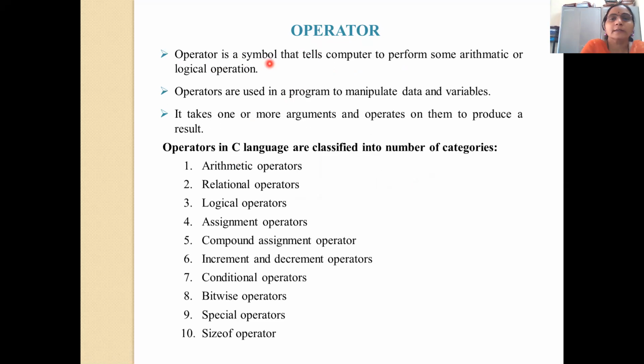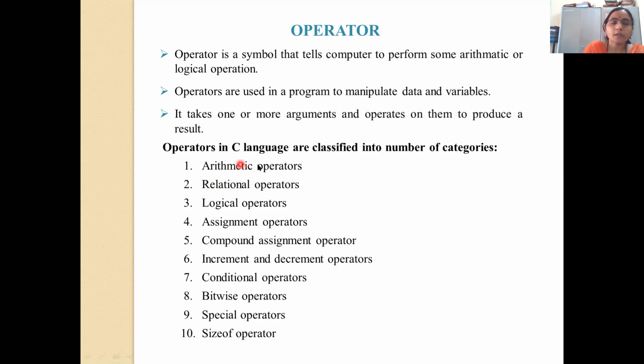Operator is a symbol that tells the computer to perform some arithmetic or logical operation. Operators are used in a program to manipulate data and variables. Means if you want to do some operations on the data and variables, then in that case, you have to use the concept of operators. It takes one or more arguments and operates on the operands to produce the result. Don't confuse. Operator means a symbol and operand means the value on which the operator performs the operations.